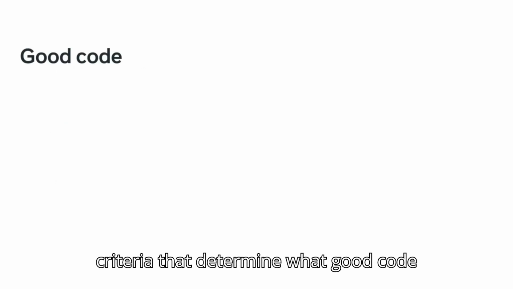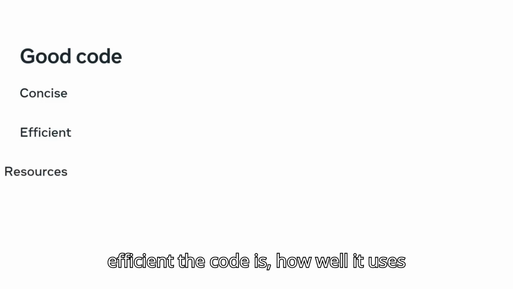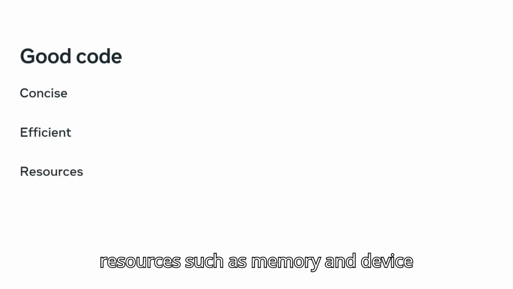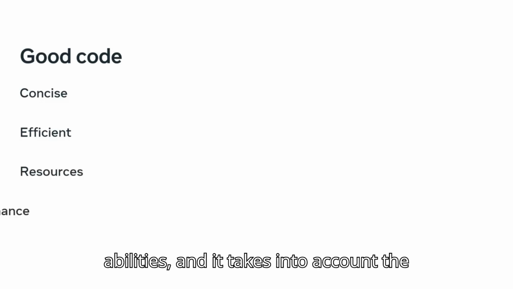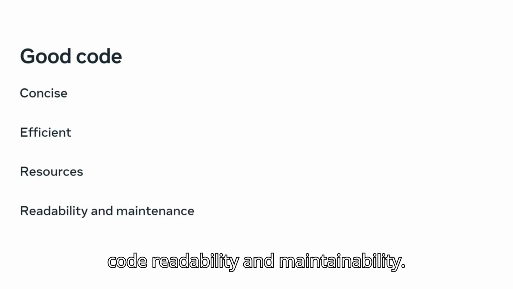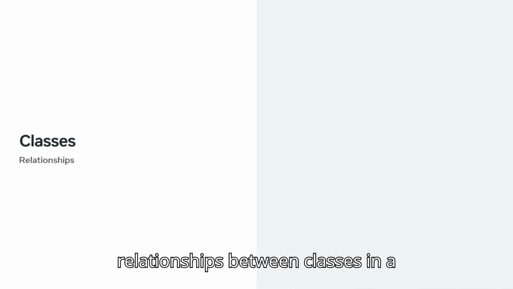There are several criteria that determine what good code is, and these include how concise and efficient the code is, how well it uses resources such as memory and device abilities, and it takes into account the code readability and maintainability. Consider the code you've written so far, and you will find that there are different ways of organizing classes and the relationships between classes in a project.